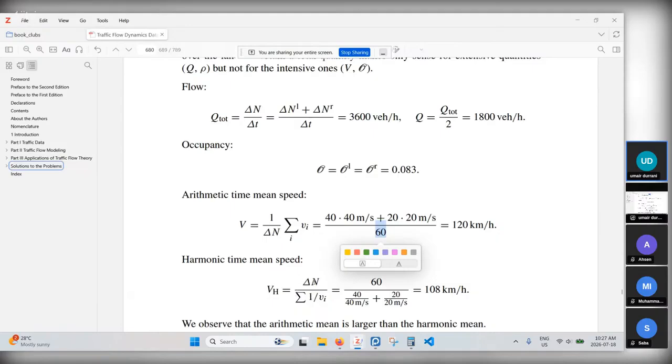We do the same with the formula of the harmonic time mean speed, and we get 108 kilometers per hour. So we find that the arithmetic time mean speed is higher than the harmonic time mean speed, which the chapter has mentioned multiple times is going to be the case based on the Lorentz-Bach relationship, which was discussed in previous chapters. The key takeaway is that arithmetic time mean speed is always going to be either equal to or higher than the harmonic time mean speed.